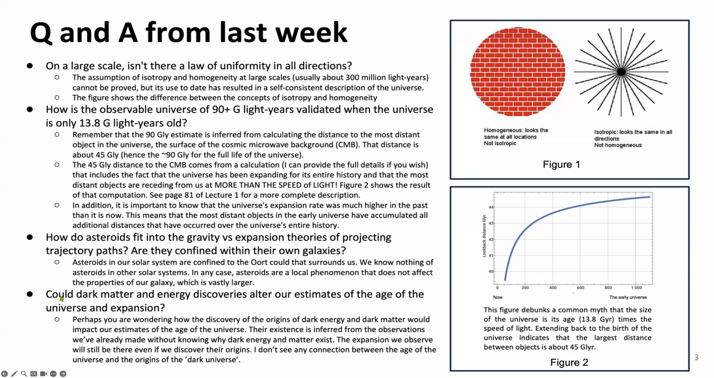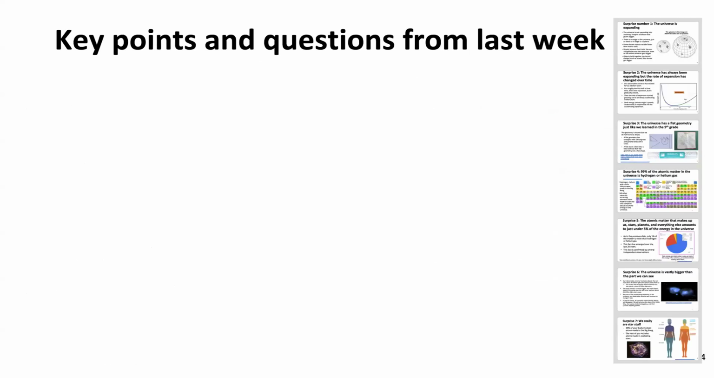Could cold dark matter and energy discoveries alter our estimates of the age of the universe? Well, sure. But we have multiple ways to measure the age of the universe since the Big Bang, and they agree that it's this number like 13.8 billion years. And it's unlikely that any future description of why dark energy and dark matter exist would change that number. It's possible, but seems unlikely.